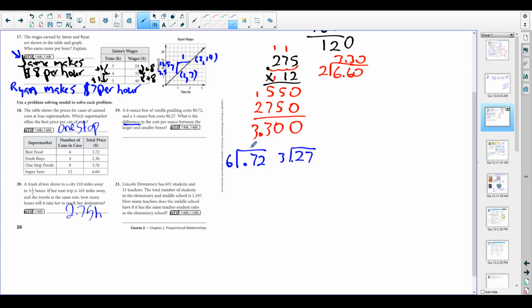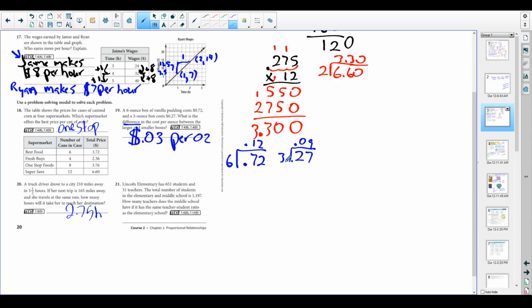And this isn't so bad, even though there's decimals, because 6 goes into 72 12 times, and 3 goes into 27 9 times. So the difference between 9 cents and 12 cents is 3 cents per ounce. So the better deal, if you were out buying pudding and needed to save a little bit of money, you would buy the little boxes, right?